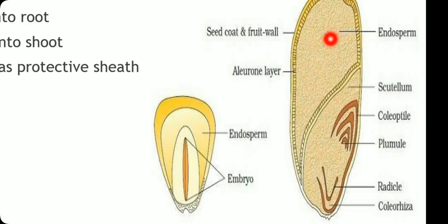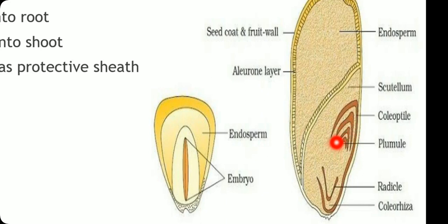So it takes the food material, digests it, absorbs it and makes it available to the growing embryo. Okay, then the next part is plumule. So plumule, where is it present? It is present in the upper side of the embryo. Okay, in the upper side. Here you can say this is plumule.